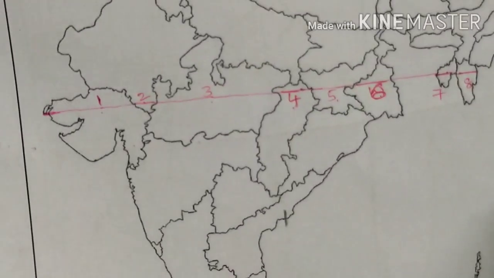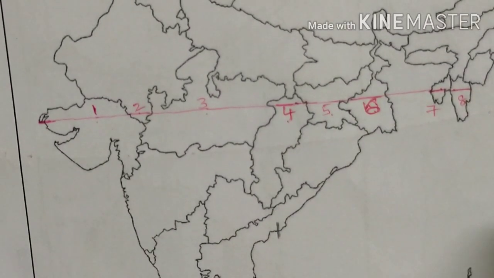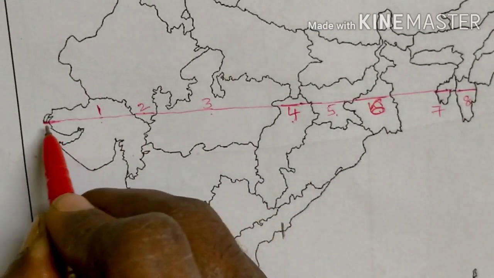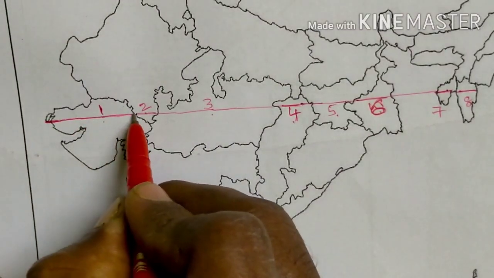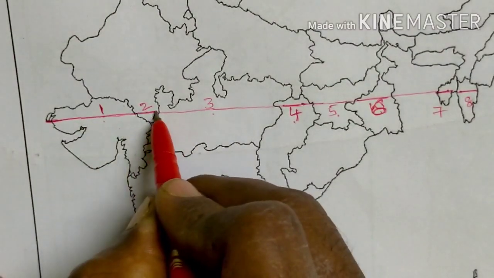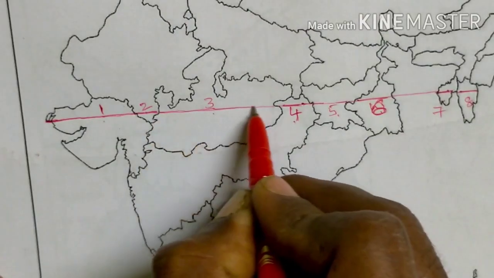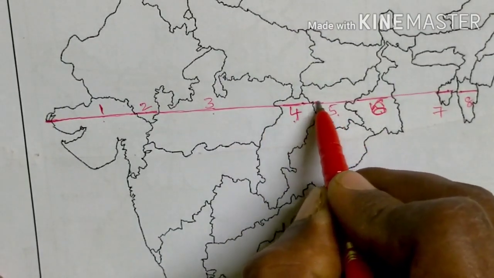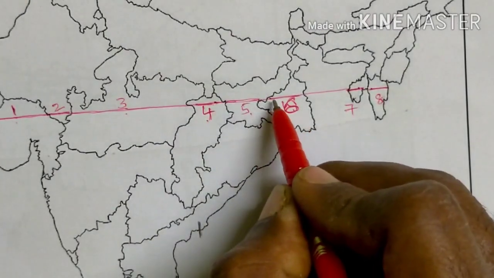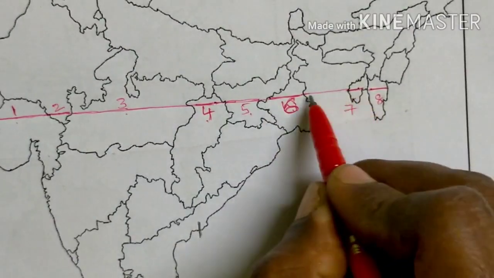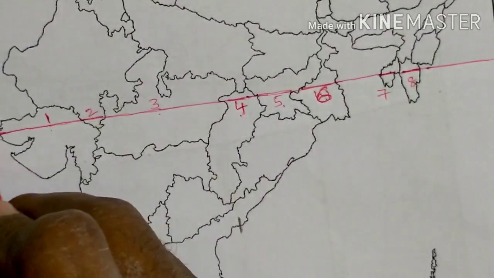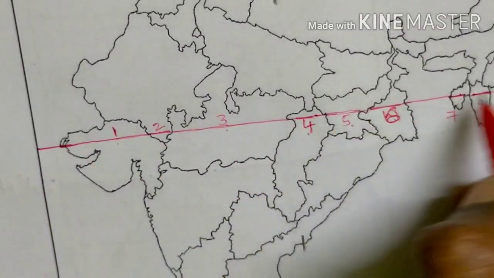Now, I draw the Tropic of Cancer on India map having state borders. This is Gujarat, Rajasthan, Madhya Pradesh, Chhattisgarh, Jharkhand, West Bengal, Tripura, Mizoram. This is the Tropic of Cancer.